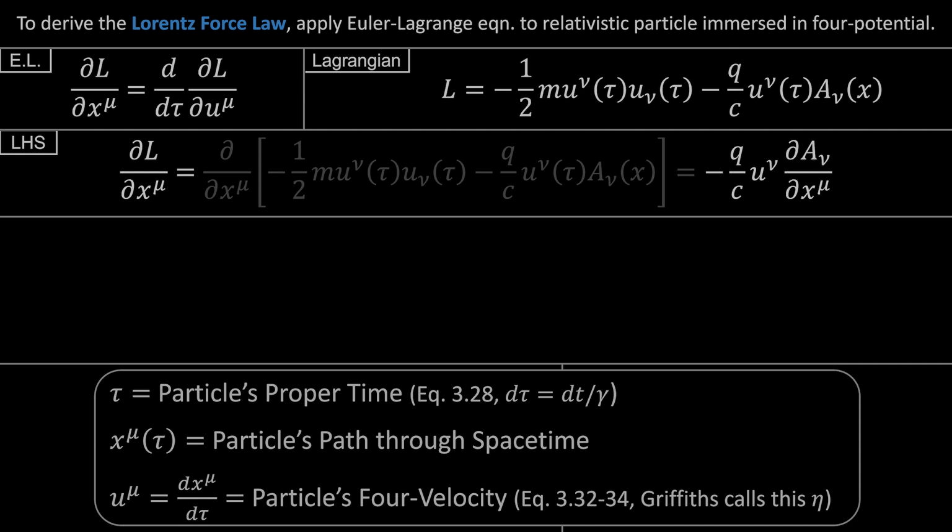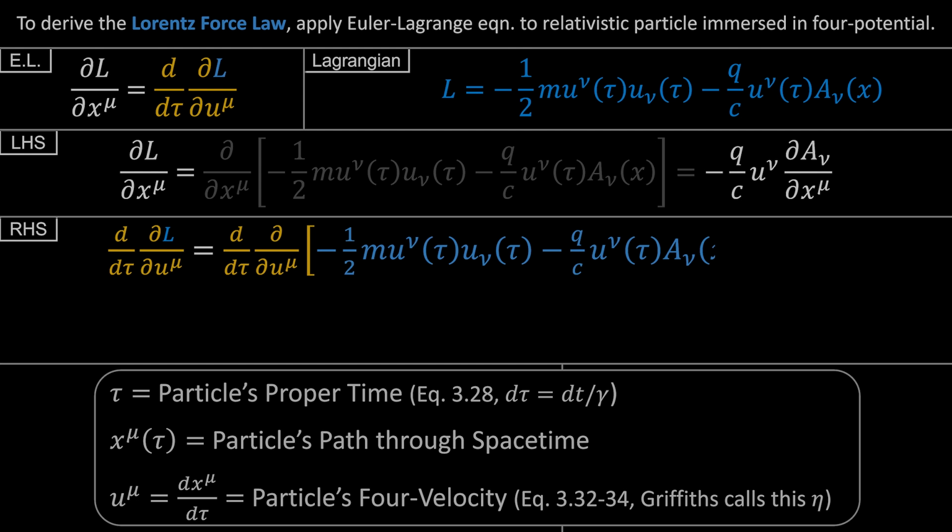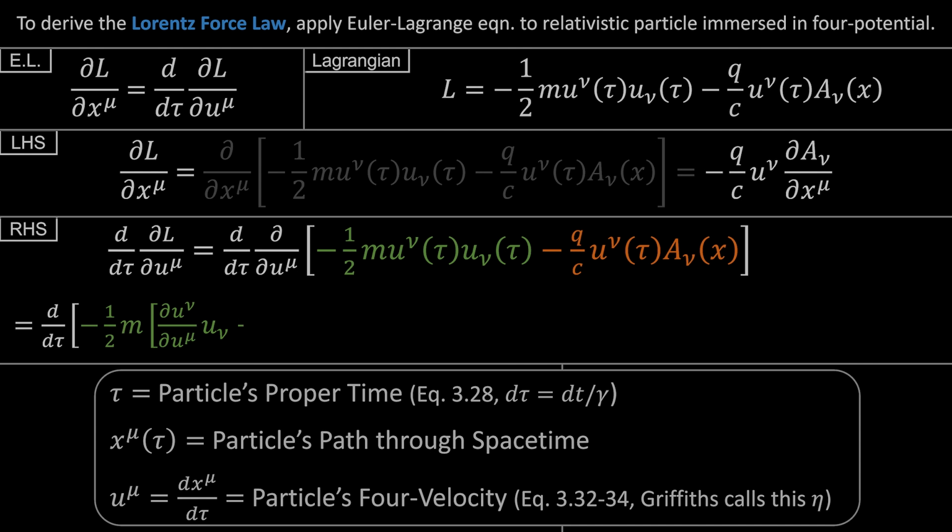Moving on over to the right-hand side, we want to take the total derivative with respect to the proper time of the partial derivative of the Lagrangian with respect to the velocity. So let's plug in the definition of the Lagrangian. Once again, we'll focus first on the mass term, and then on the interaction term. First, we'll evaluate the derivative with respect to the velocity, and never mind for the moment the derivative with respect to tau. Evaluating the derivative with respect to the velocity of the mass term, we recognize that negative 1/2 m is a constant, so we pull that out.